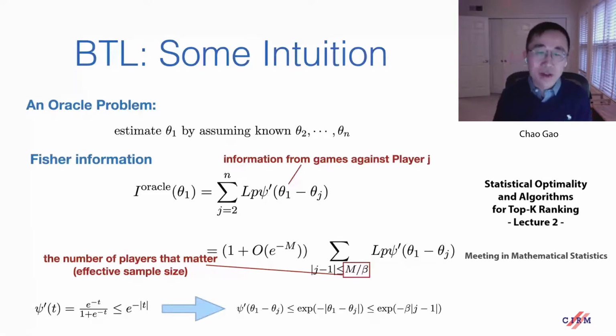So this is a very significant difference between ranking under the BTL model and ranking under the Gaussian model, because for the Gaussian model, the effective sample size is the actual sample size n, but for the BTL model, it's not n, it's of order 1 over beta. Okay, so I want to illustrate this phenomenon using this very simple example.